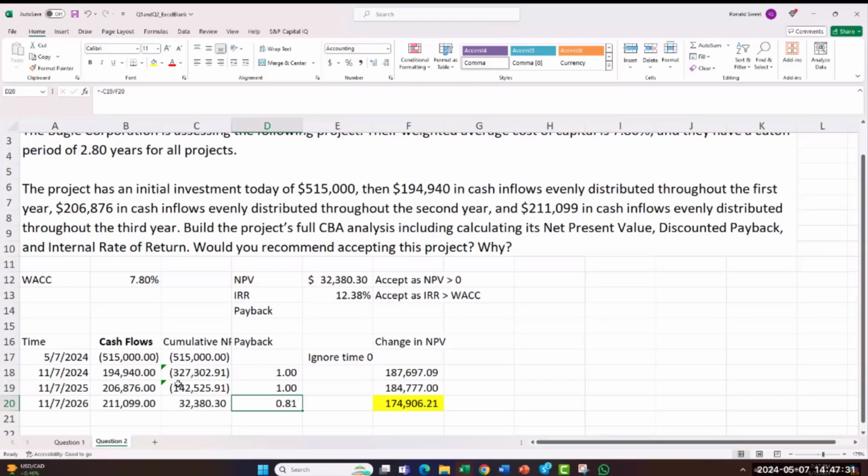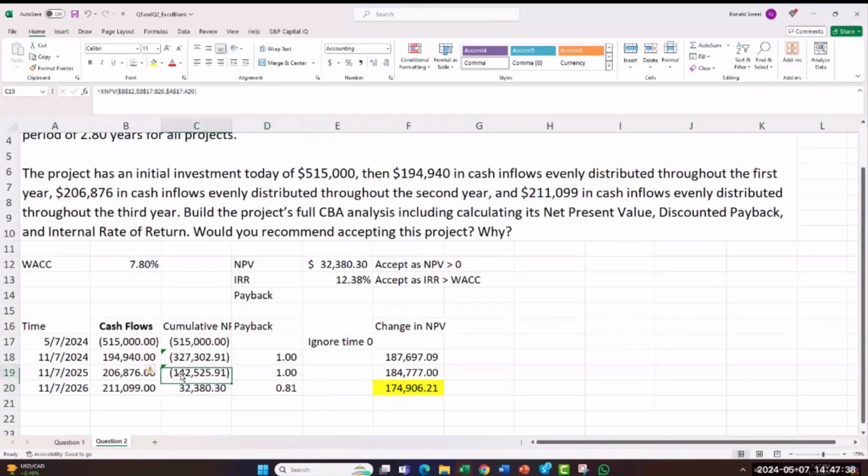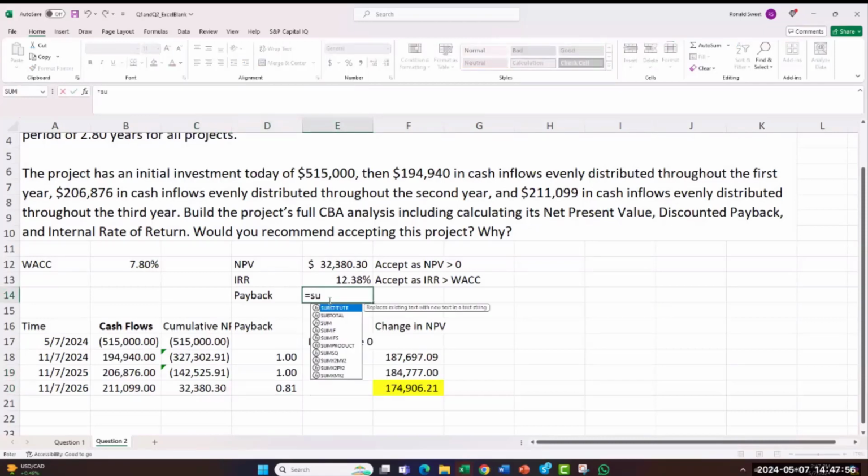But you don't need that fancy IF function. If you just remember what you're trying to do is figure out when net present value goes from negative to positive, you're trying to figure out what year was that. So it's year 3, so it took us at least 2 years. And then since we had a deficit of 142, but our net present value increased 174, how much is that into the year, all right? Questions on that? I know payback is the hardest.